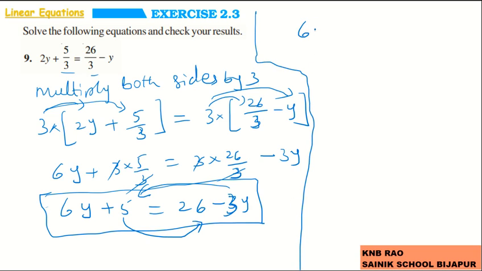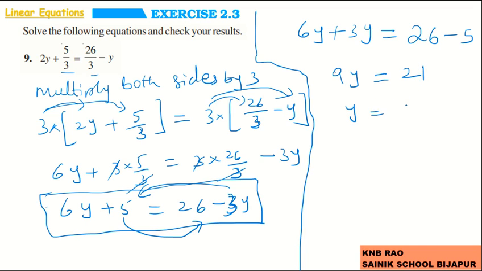So 6y, this side minus 3y, that means it's a subtrahend, that comes and becomes addend in left hand side, equals 26, and this side 5 is addend. If it comes to the right hand side, it becomes subtrahend. So 6y plus 3y is 9y and 26 minus 5 is 21.